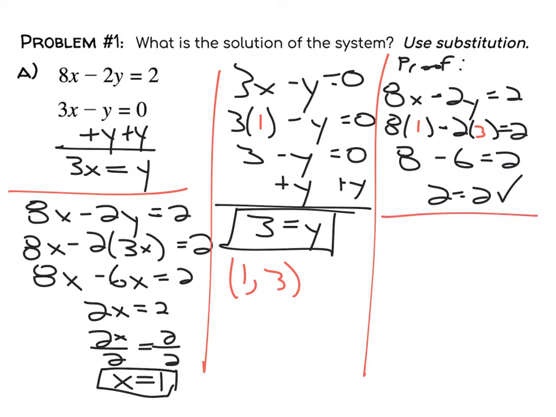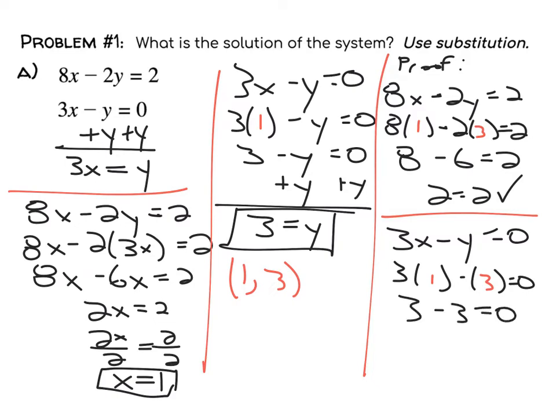Now we're going to do the same thing again with 3x minus y equals 0. 3 times the quantity 1 minus 3 equals 0. And we're going to sub in those values: 1 for x, 3 for y. And we get 3 minus 3 equals 0, or 0 equals 0. Check. So we have as a solution (1, 3).